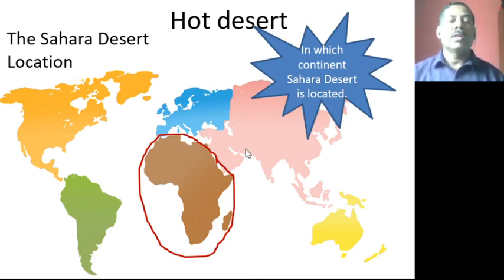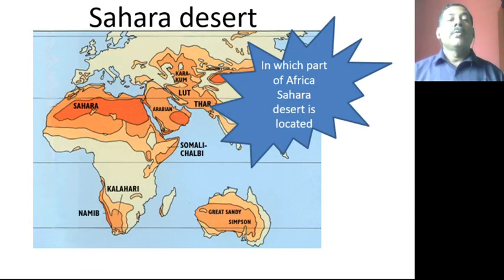So now in which continent is the Sahara desert located? Easily you can identify this continent. This is Africa. In Africa you will be seeing the Sahara desert. So Sahara desert is situated in the African continent. Now we can see exactly which part the Sahara desert is located. In another map you can see very easily. By seeing the map only you will be able to identify in which part of Africa you are going to see the desert.